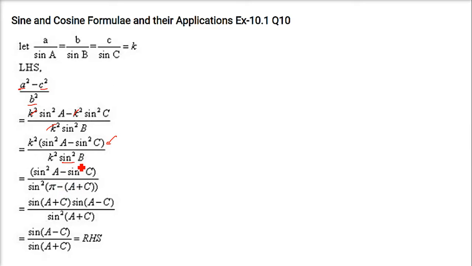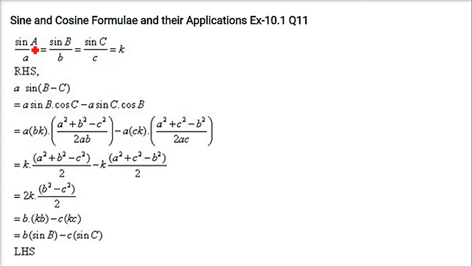Now b can be written as pi minus (a plus c), since a plus b plus c is 180 degrees. So sin b can be written as sin(pi minus (a plus c)). But we know that sin(180 minus theta) is sin theta only. So this will come as sin(a plus c) only. And this will be sin(a plus c) sin(a minus c). Now cancel one of these. You get sin(a minus c) by sin(a plus c).